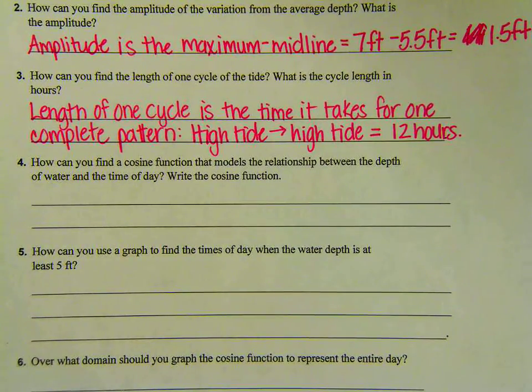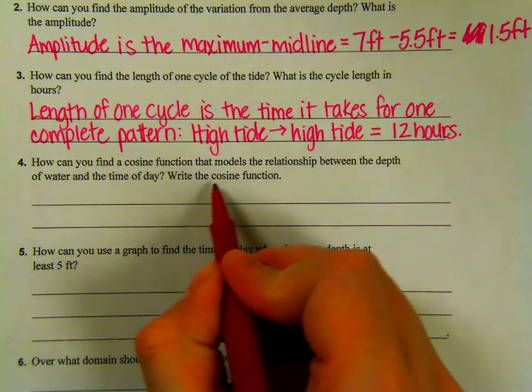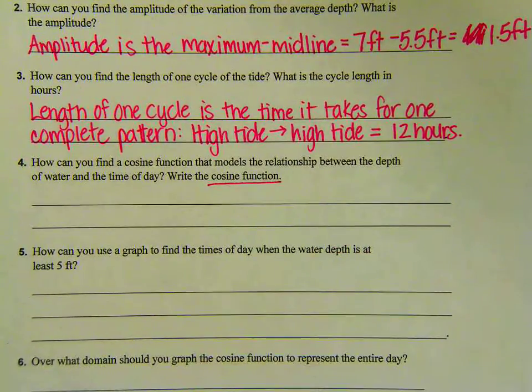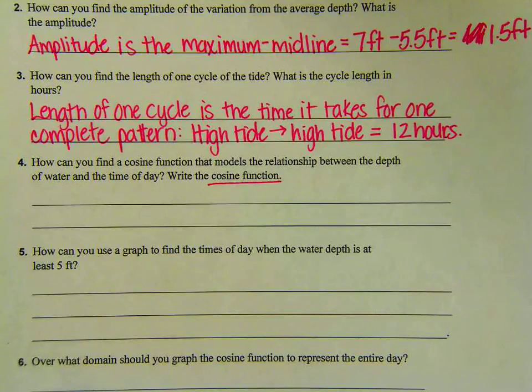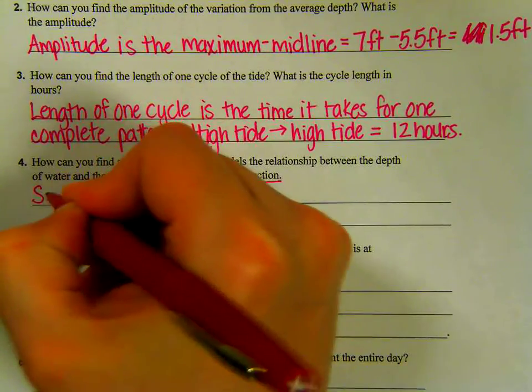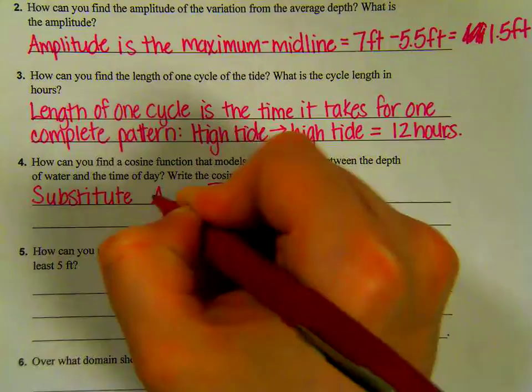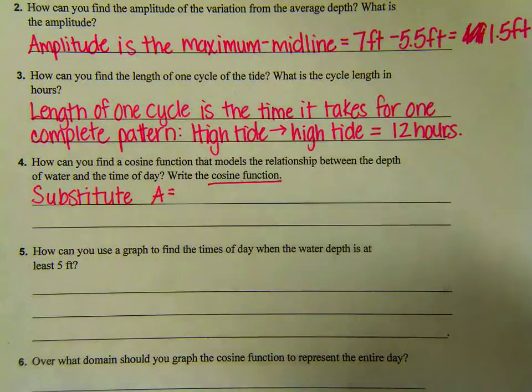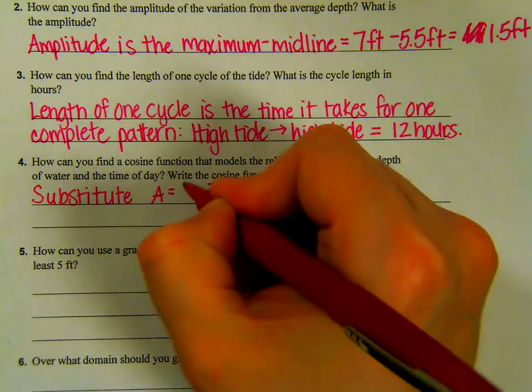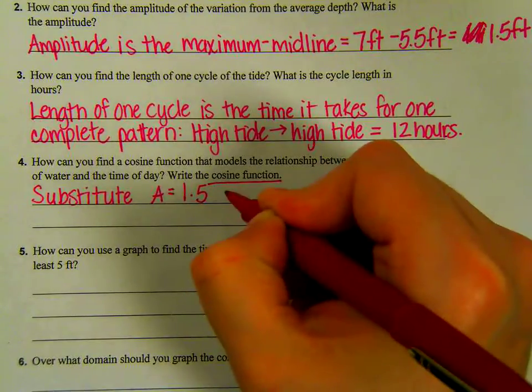Number 4 says, how can you find a cosine function that models the relationship between the depth of water and the time of the day? So if I'm trying to write a cosine function, what do I need to know in order to plug that in? The A value, the B value, C value. So I need to substitute: A equals, what does A equal? 1.5, because that was my amplitude.